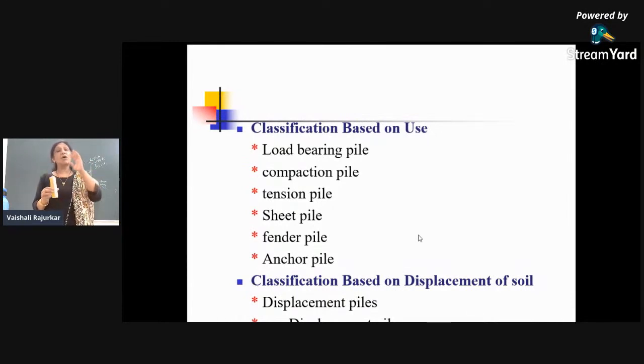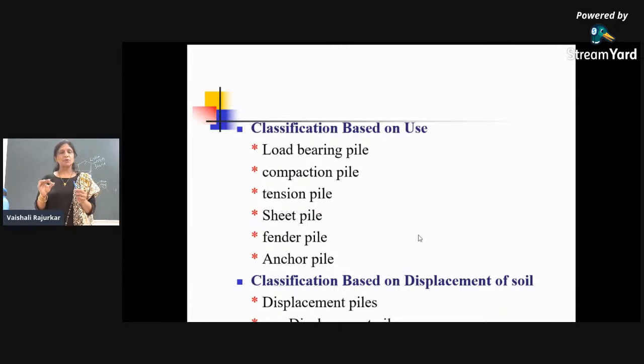If the soil is already in a compacted condition, then it will just lift up the surrounding material. Means the soil is disturbed due to the driving of this pile. So these piles, generally the driven piles or the precast piles, are called displacement piles, which disturb the surrounding material. And non-displacement piles are the bored piles.